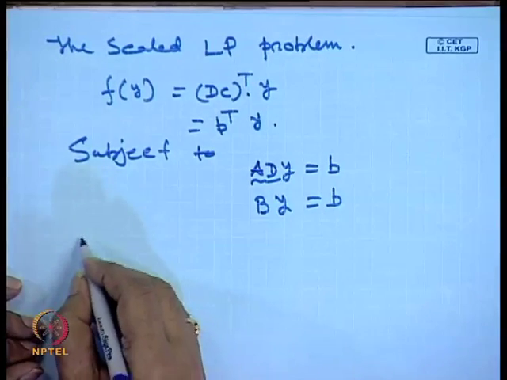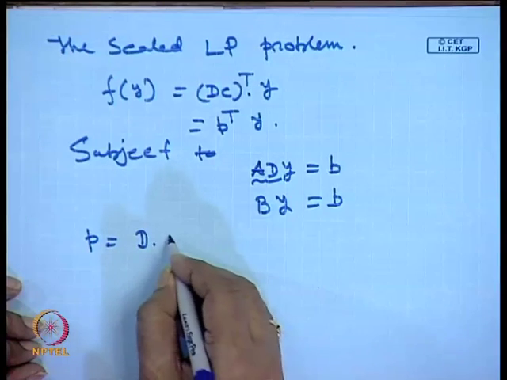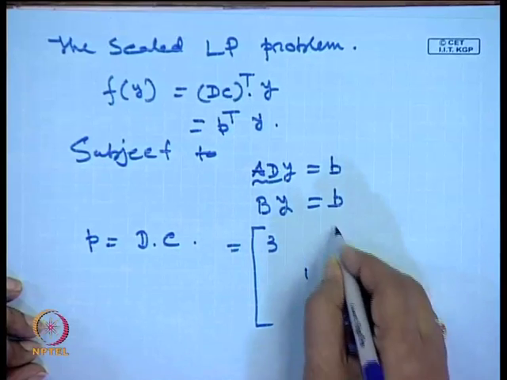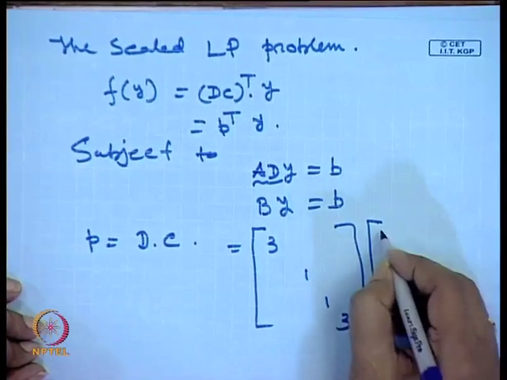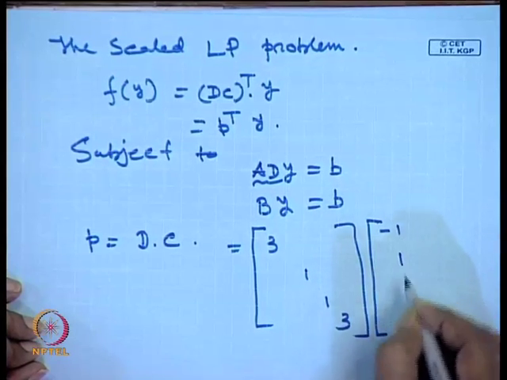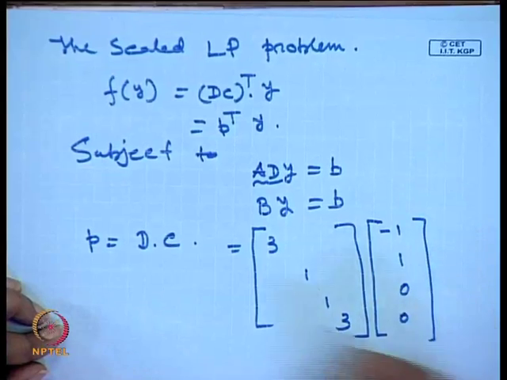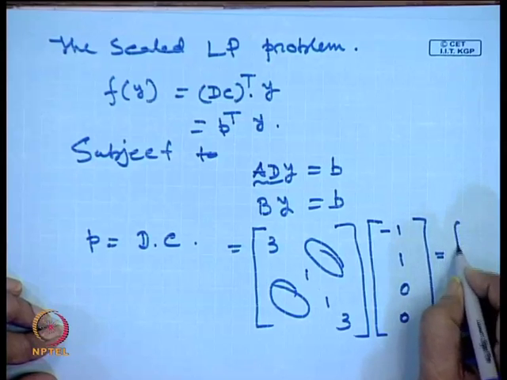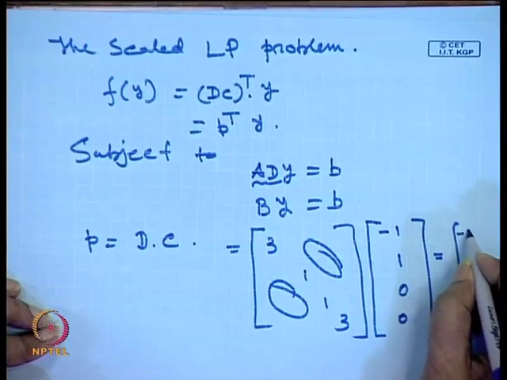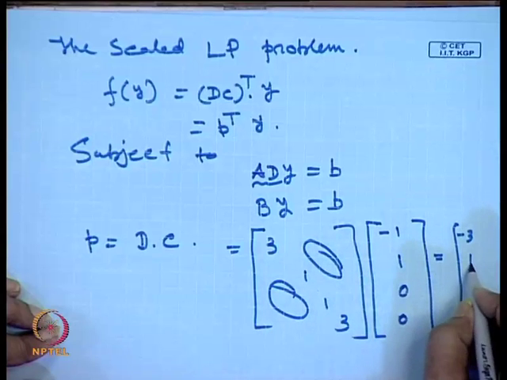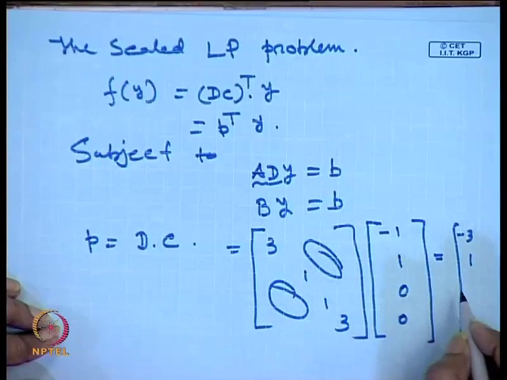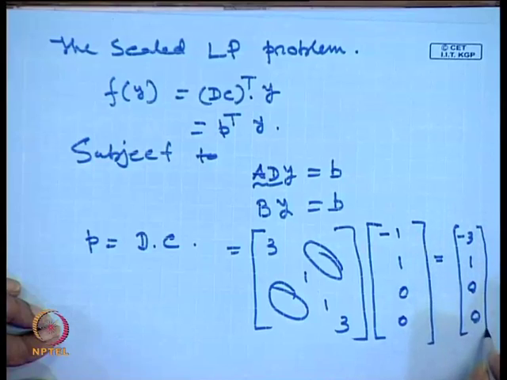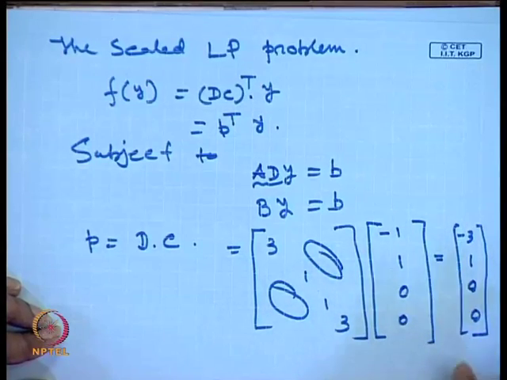Now, let us compute what P is. P is D into C, and D you know is 3, 1, 1, 3 multiplied by C. C is minus 1, 1, 0, 0. This is a diagonal matrix, other elements are 0. If you multiply, I will get minus 3, then 1, then 0 and 0. So, our P matrix is minus 3, 1, 0, 0, okay?